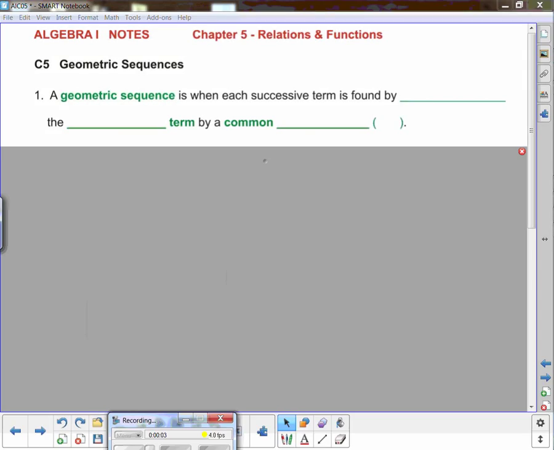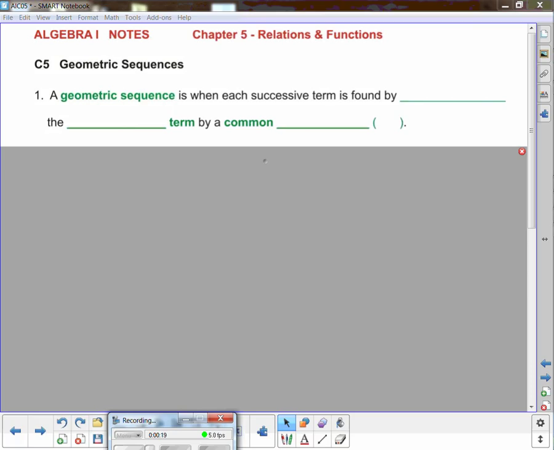All right, let's roll. Geometric sequences. So again, we're getting back to sequences in the middle of a chapter. And so this time, we talked about arithmetic sequences. And when you talk about arithmetic sequences, remember there is a common difference.